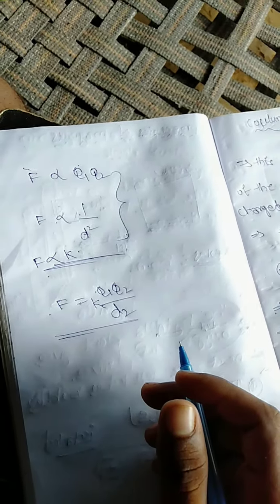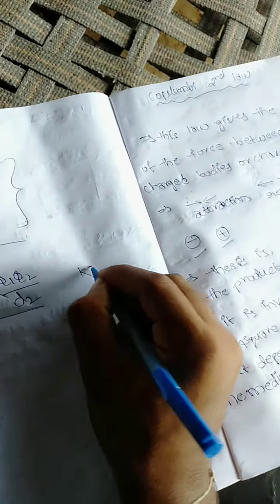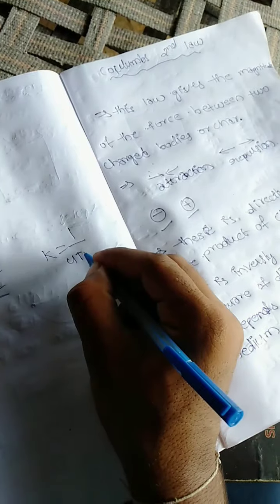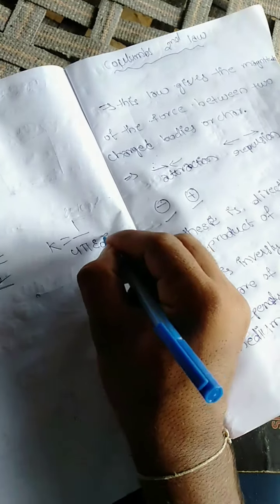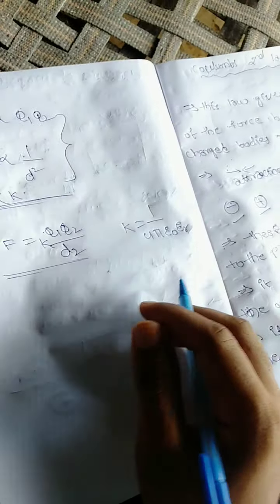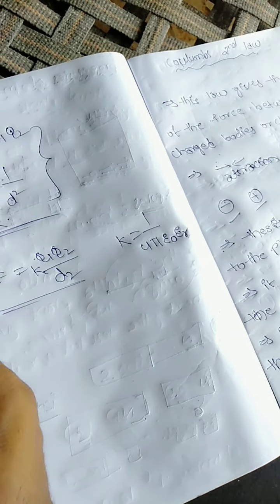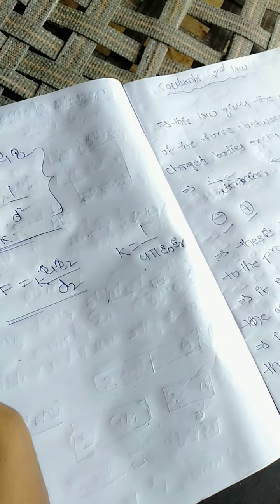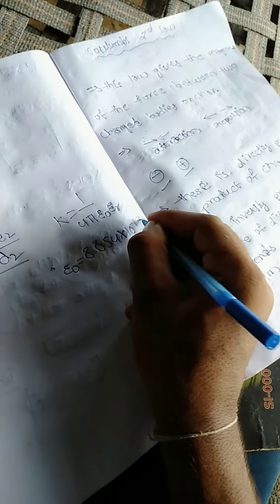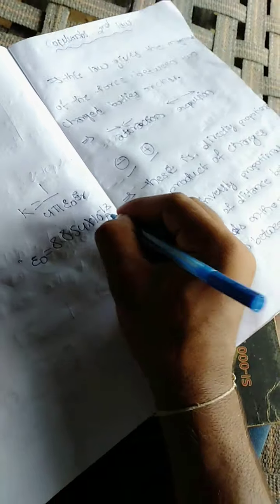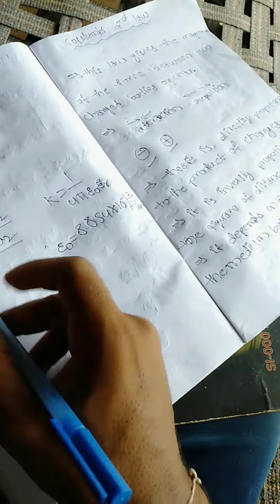So let us find the constant value. K is equal to 1 by 4 pi epsilon naught into epsilon r. Epsilon naught is nothing but the absolute permittivity of vacuum or free space. Its value is 8.854 into 10 to the power of minus 12 farad per meter.